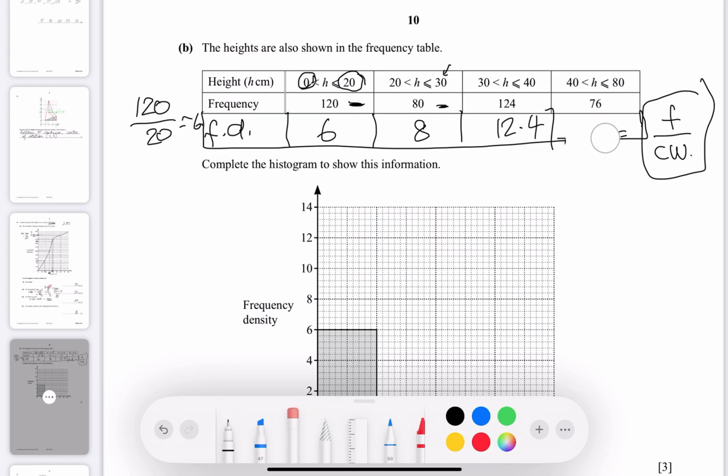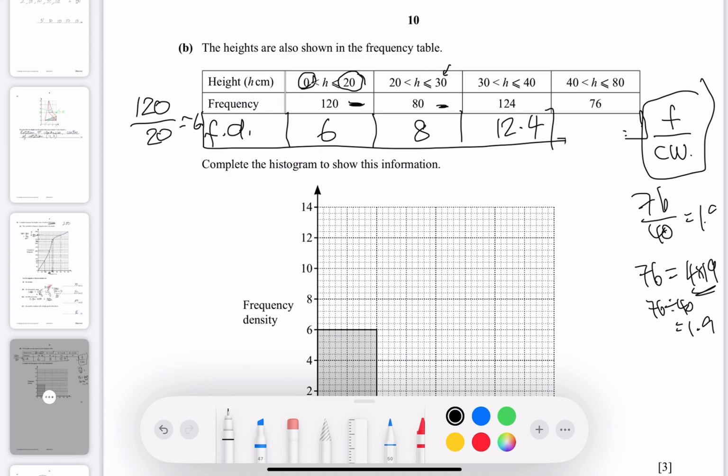Then for the final one, 76 divided by 40. It helps to know that 76 is equal to 4 times 19. So here 76 divided by 40 is therefore equal to 1.9. So 1.9 right there.